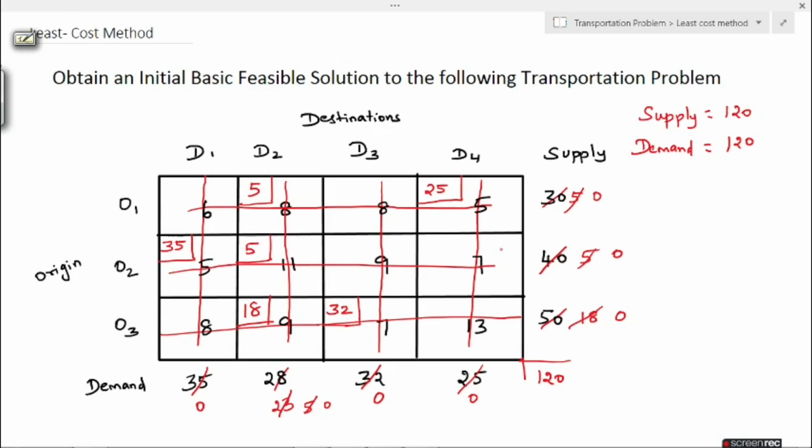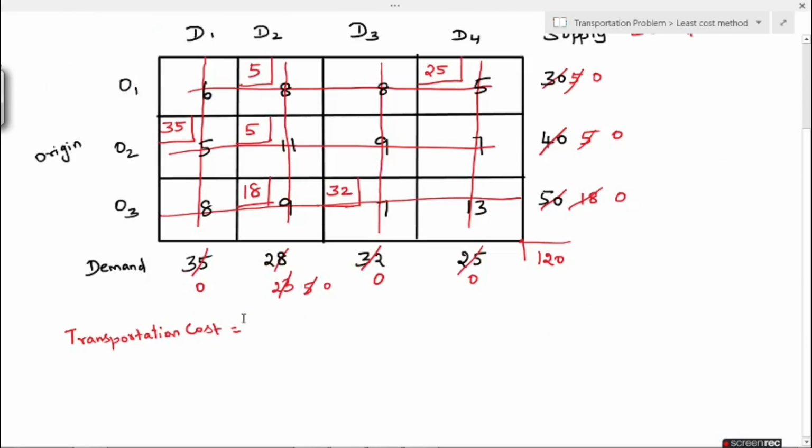After this we check whether all the supply and demand values have become 0. First check the demand values: here we have 0, 0, and here we have 0. Similarly all the supply values are 0. So now we have to find the transportation cost. The transportation cost is found by multiplying the number of units shipped from one place to another by the cost price.